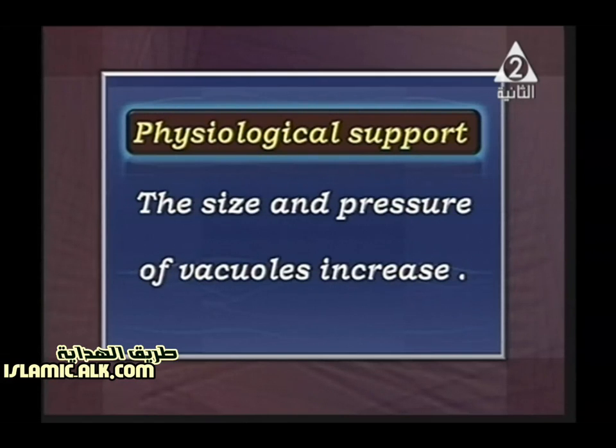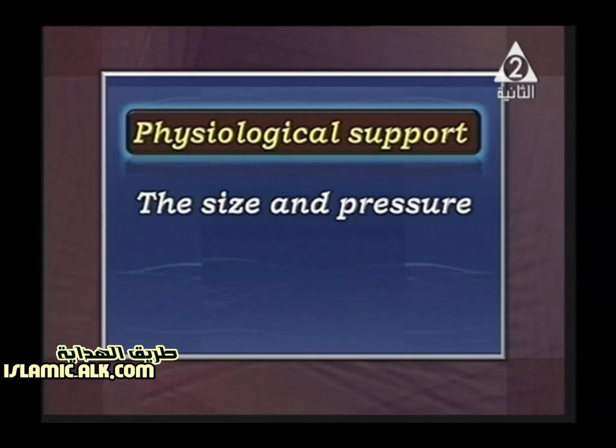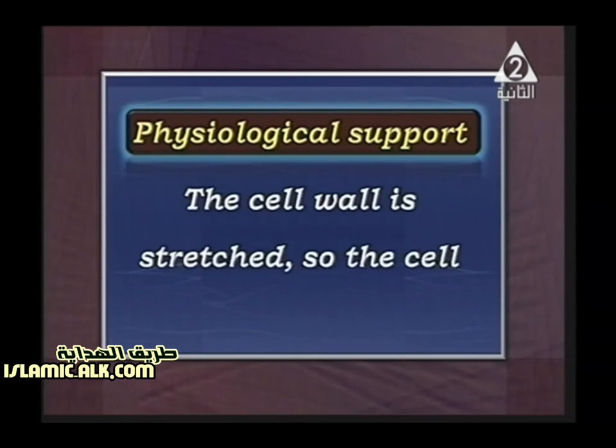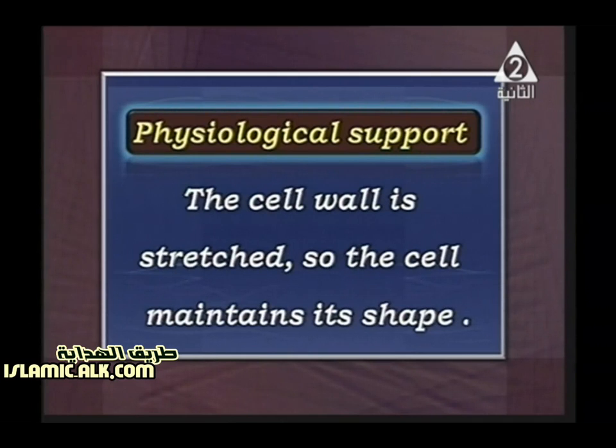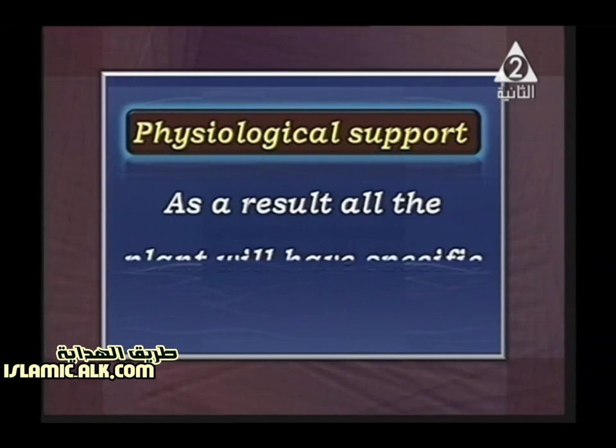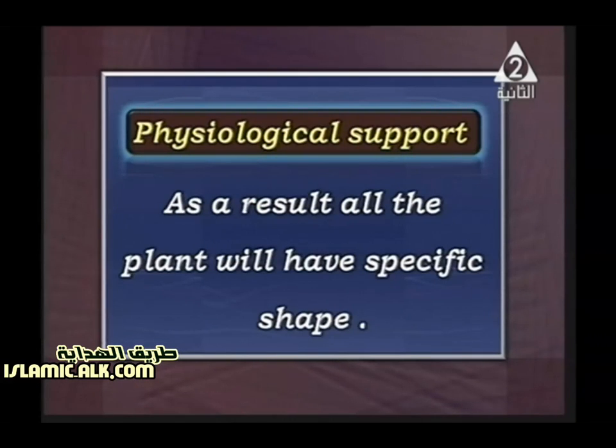As a result of absorbing a suitable amount of water, the size and pressure of the vacuoles increase. I mean the sap vacuoles inside the plant cell. The cell wall is also stretched to do what? To maintain its shape, definitely to give the cell its real shape. As a result of all these changes, the plant will have a specific shape, and this is the idea of physiological support in the plant.